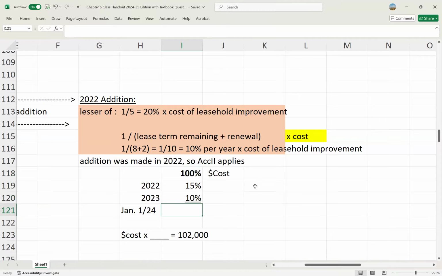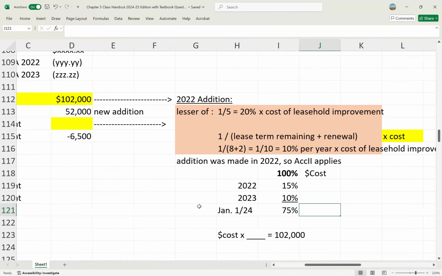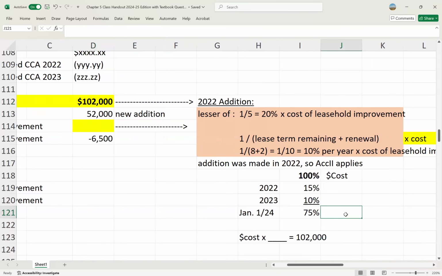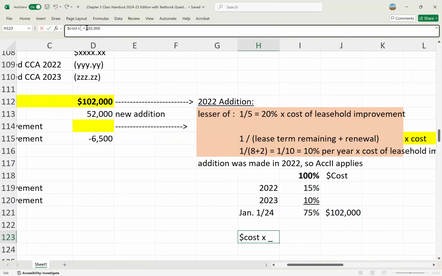At the beginning of 2024, we're left with 75% of the cost. And we know that at the beginning of 2024, the UCC was 102,000. So that 102,000 is equal to 75% of the cost. So we can just work through the math now. The cost is what we're trying to figure out. If we multiply that by 75%, we would get 102,000.